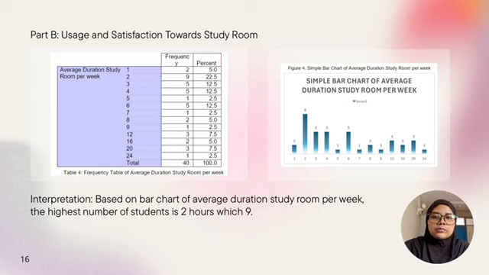So, to interpret from this data, based on the bar chart of average duration of study room per week, the highest number of students is 2 hours, which is 9. This indicates the sample is dominated by 2 hours.